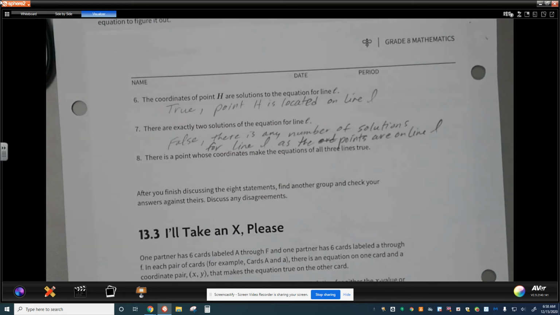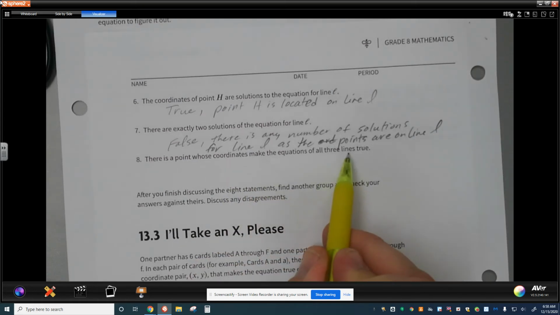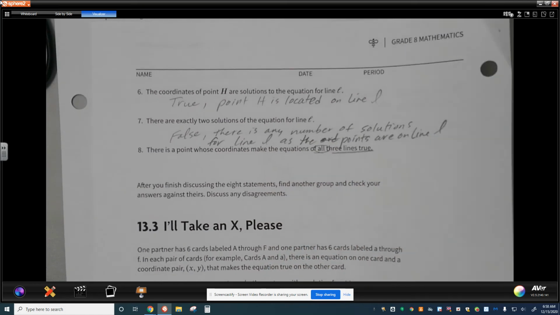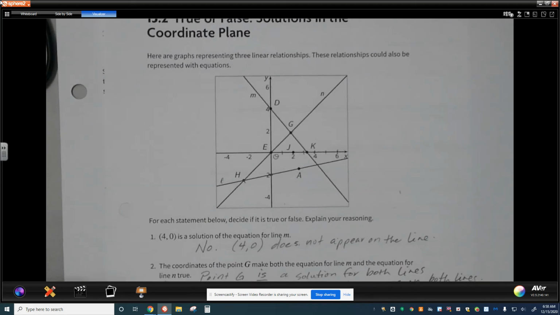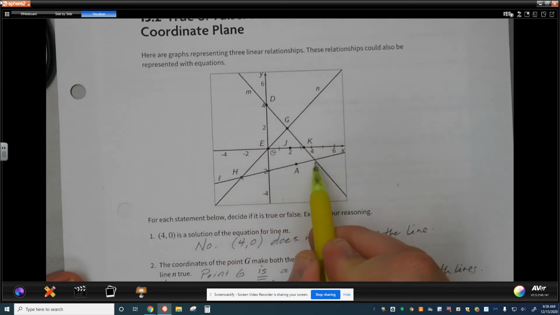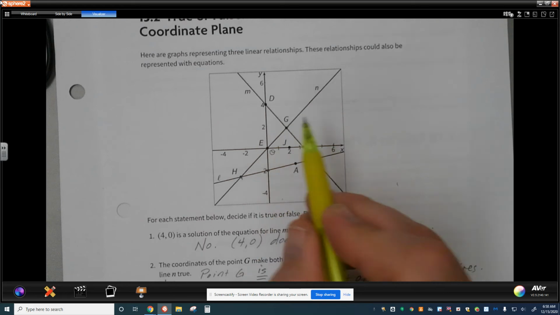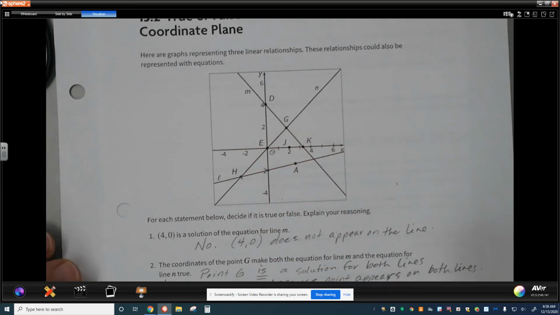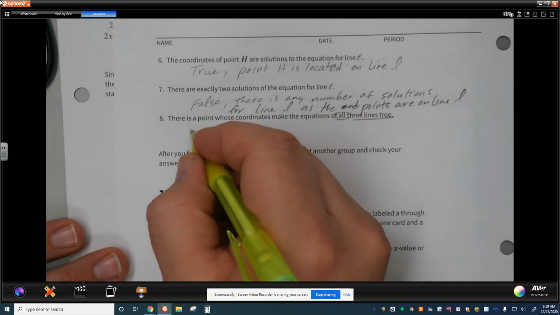Number 8, there is a point where coordinates make the equation of all three lines true. Remember, with all three lines true, we're talking about one single point where all three lines intersect at the exact same place. Well, when we look at our graphs, we see an intersection right here of line L and N. This one is line L and M, and this one is line N and M. There is no place that all three lines intersect at the exact same spot. So we would say, no, this is false.